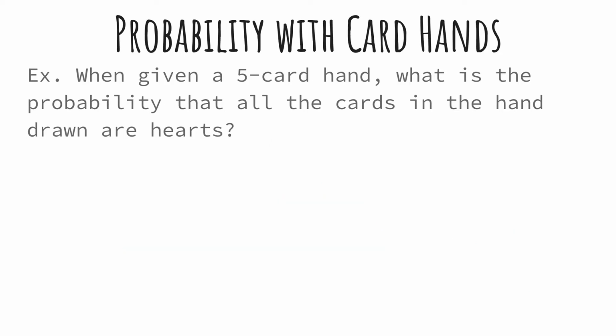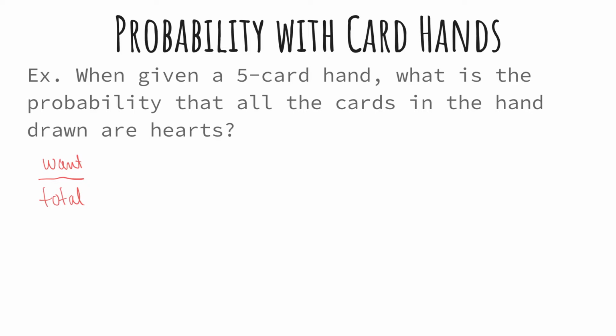All right, so for this first example, when you're given a 5-card hand, what is the probability that all of the cards in the hand drawn are hearts? So to do this, we are going to use combinations, right? And I want you to remember that when you're doing the combinations, you're having to put what you want to happen, and then the total number of options. Okay, so what you want to happen is going to be your numerator divided by the total number of options.